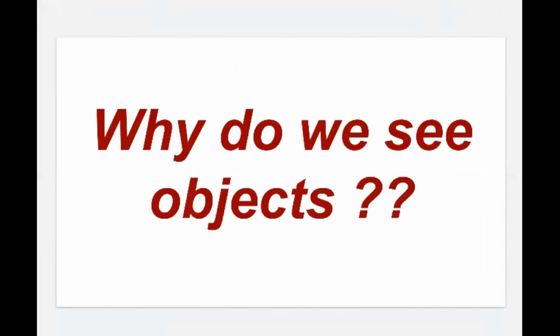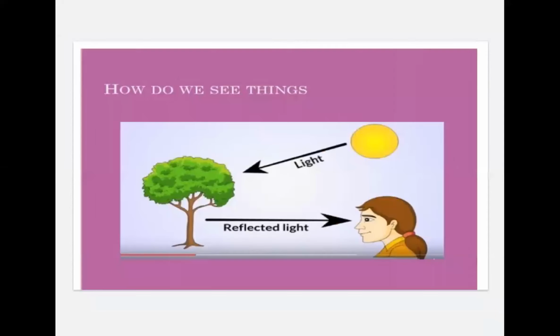So one question arises: why do we see objects? Here in this slide, we will try to see. Here we can see a tree. The rays from the sun are falling on the tree, and these rays are being bounced back to the person who is trying to see the tree. We will see the detailed explanation of this now.